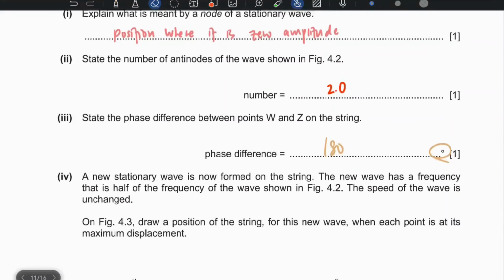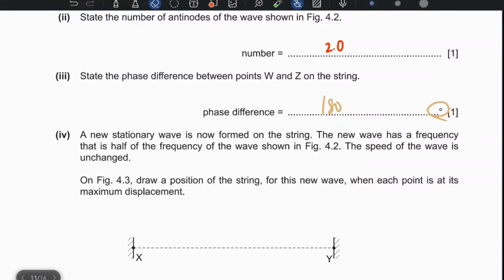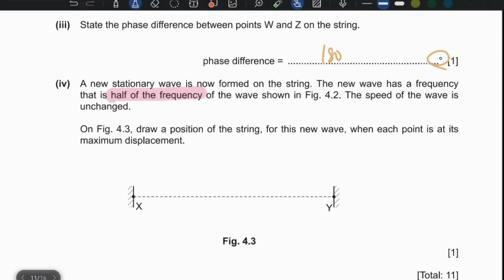Now Roman 4. A new stationary wave is now formed on the string. The new wave has a frequency that is half of the frequency of the wave shown in figure 4.2. The speed of the wave is unchanged. On figure 4.3, draw the position of the string for this new wave when each point is at its maximum displacement.